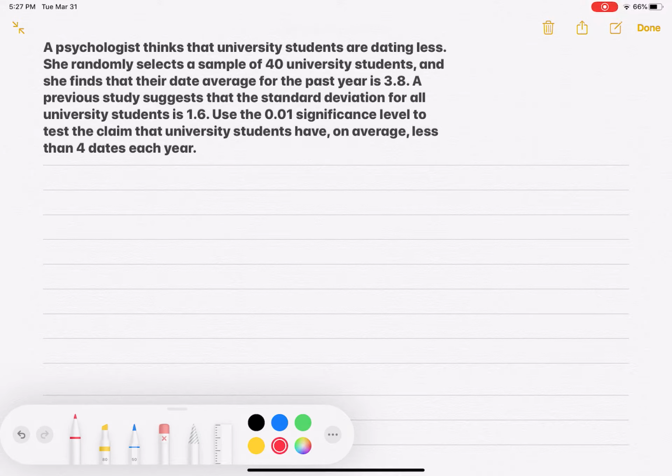So at last, we're ready to do a full hypothesis test. A hypothesis test has 5 distinct steps. So here we begin with a situation, a problem.